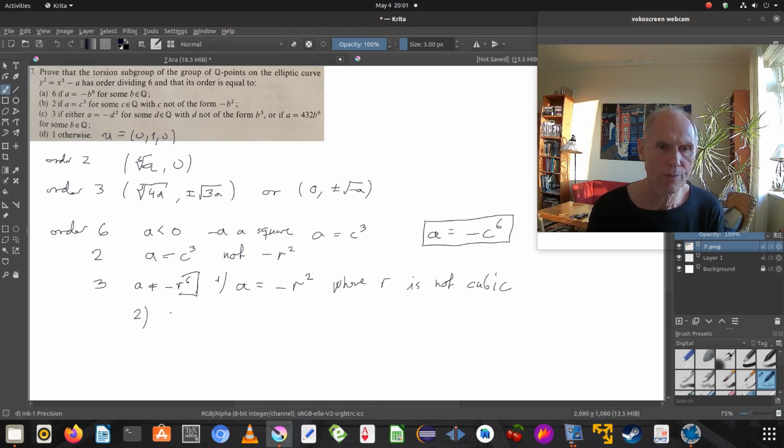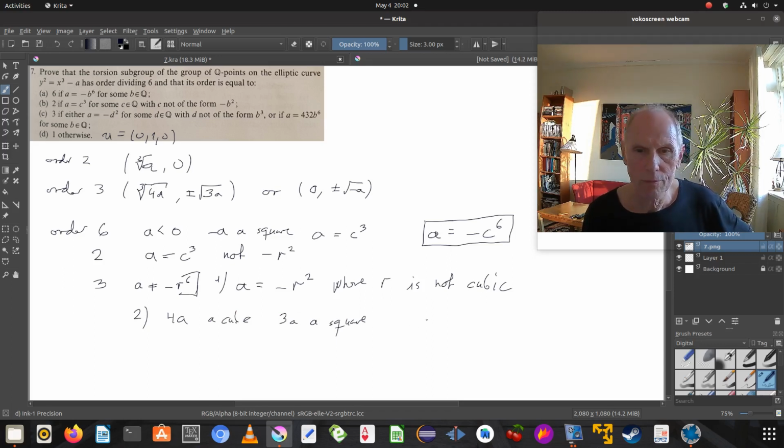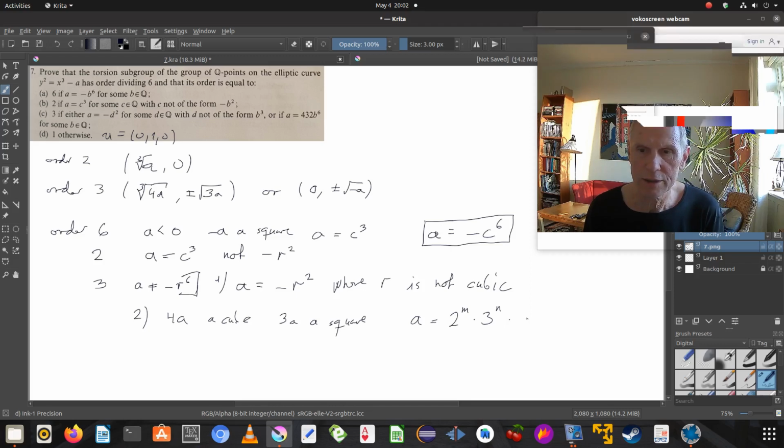Case 2, 4a a cube and 3a a square. So we write a as 2 in some power times 3 in some power times a product of higher prime powers. Let's call that d.